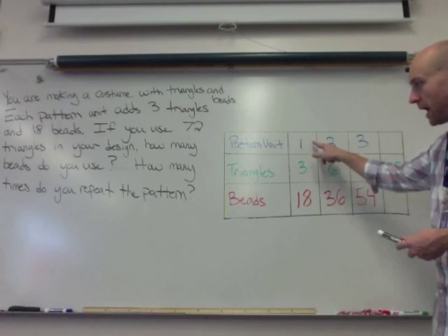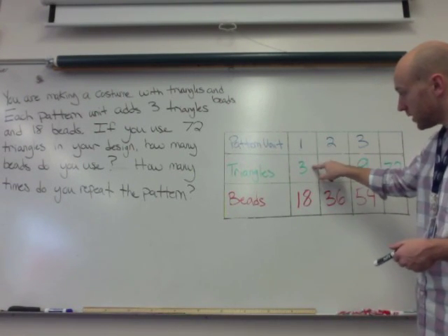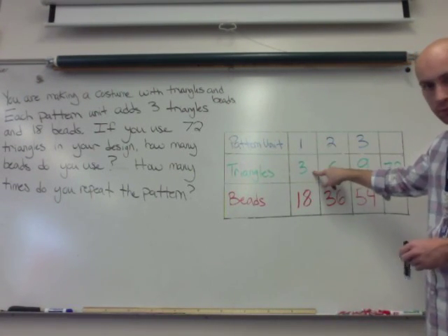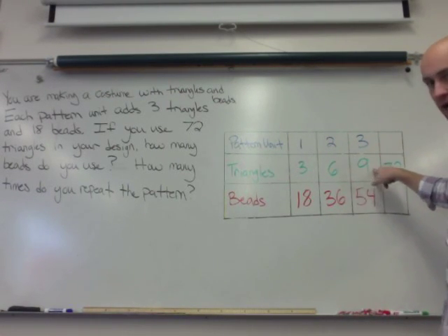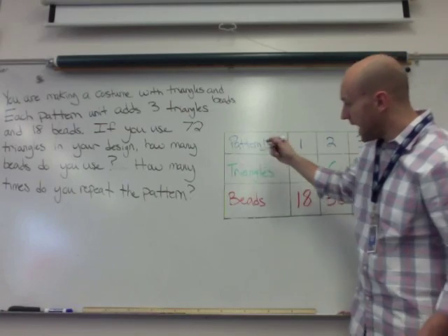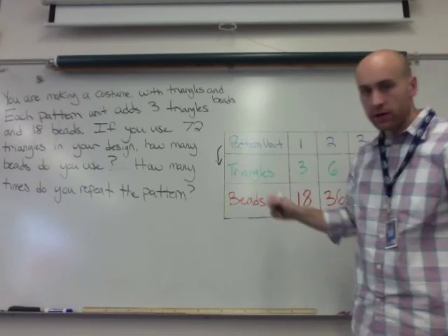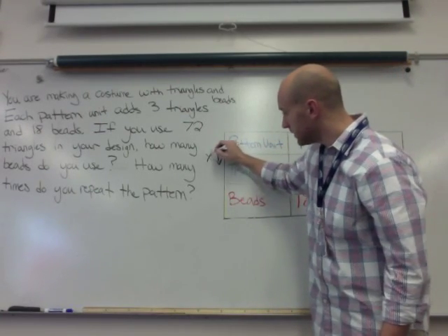So for each pattern unit, to get to triangles, 1 times 3 is 3, 2 times 3 is 6, 3 times 3 is 9. So to get from pattern unit to triangles, we are just timesing by 3 each time.